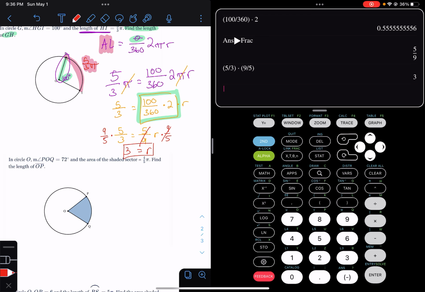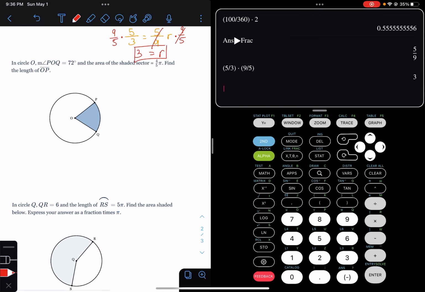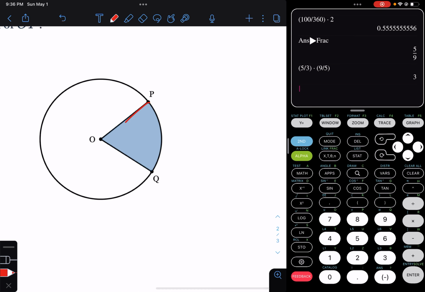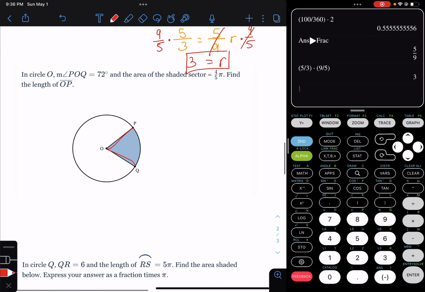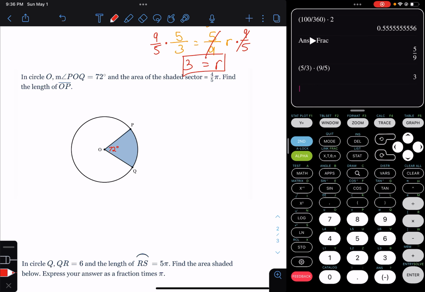All right. Now let's go ahead and try the next one. So this one, they gave us that POQ, so that's this guy here, is 72 degrees, so let's go add him in there. And then they tell us that the area of this sector is 4/5 pi. Okay, so they gave us area of a sector.